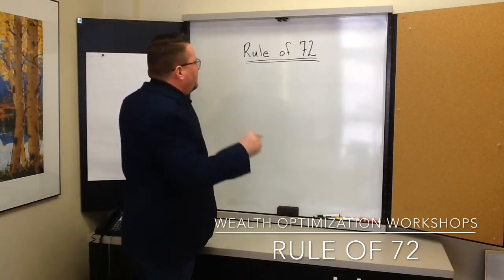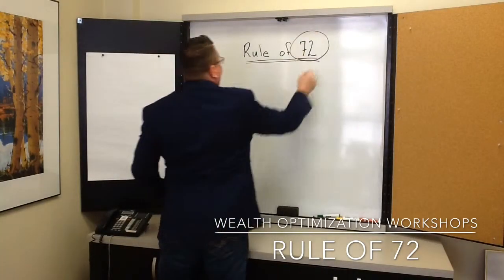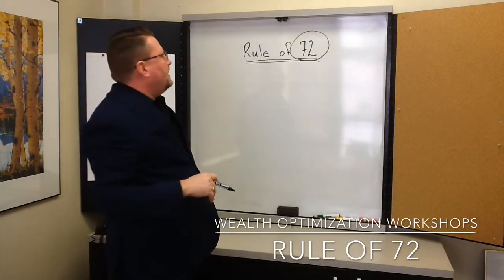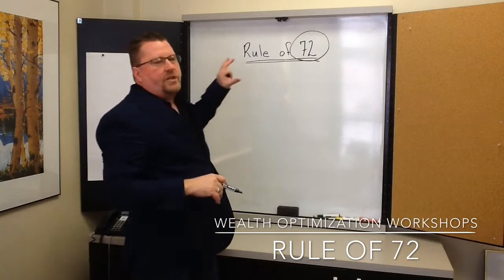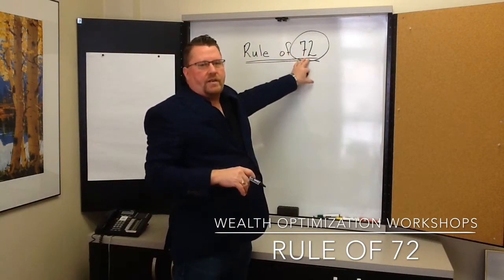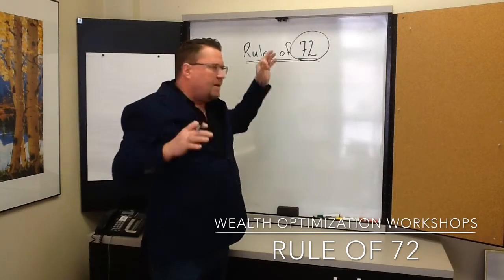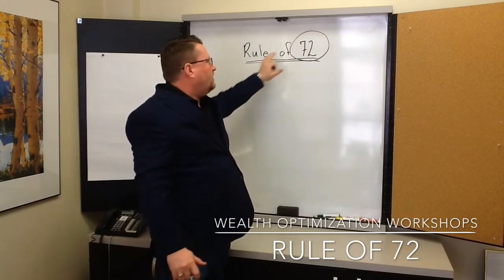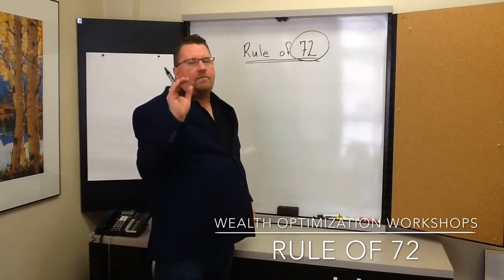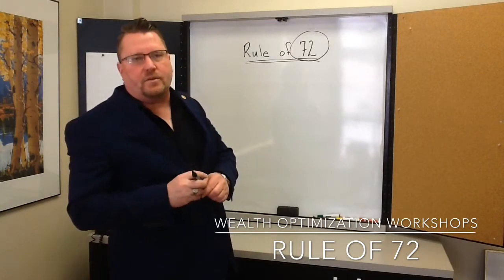So, what's the rule of 72? I didn't invent this. This is a generally accepted accounting principle that if you take your average growth rate, some years may be better than others, that's okay, but your average growth rate, and divide it into 72, that will tell you how long till your money doubles.